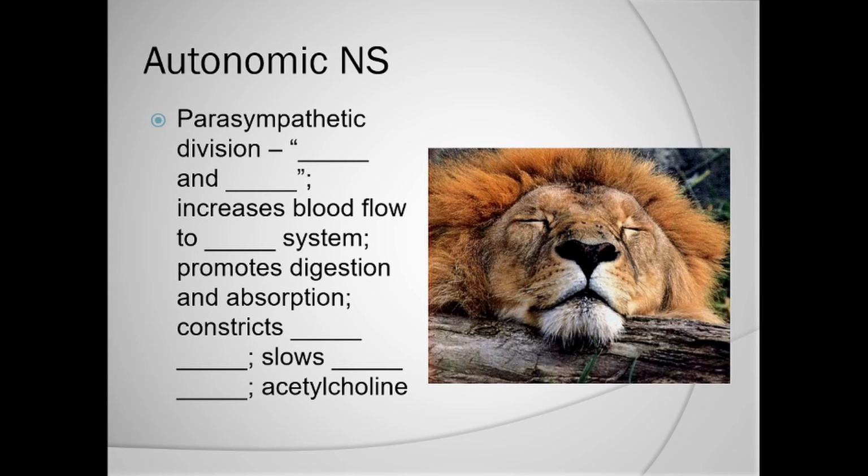It constricts breathing passages so that we're not needing to take in loads of oxygen and get rid of carbon dioxide because we're in a relaxed state. So our breathing passages, our bronchioles and bronchial tubes constrict. They don't have to open up and dilate like they would if we were in a threatening situation. It slows our heart rate. And the primary neurotransmitter here that creates a lot of these physiological effects is acetylcholine. So acetylcholine slows things down.